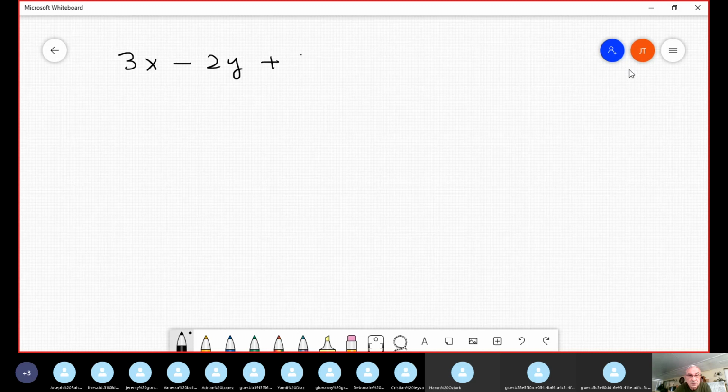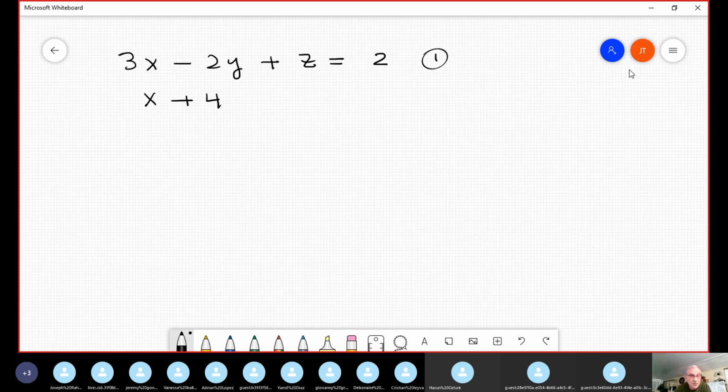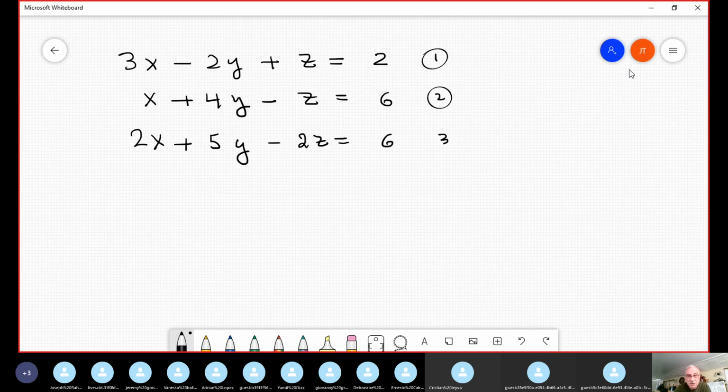Plus z equal to 6, equation 1. x plus 4y minus z equals 6, equation 2. 2x plus 5y minus 2z equals 6. Again, what? It's a coincidence. Okay, this is my system. You know how to solve this using reduced row echelon, but we solve it differently. We will write this system in matrix form.